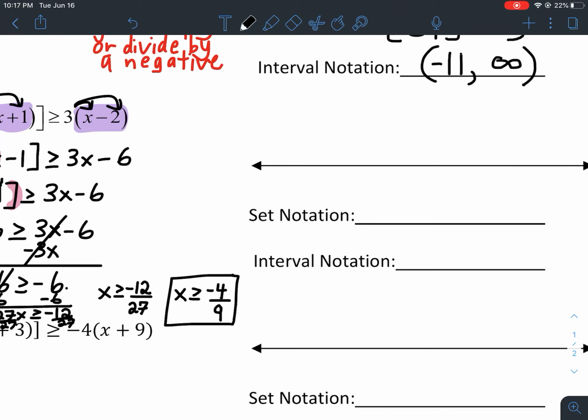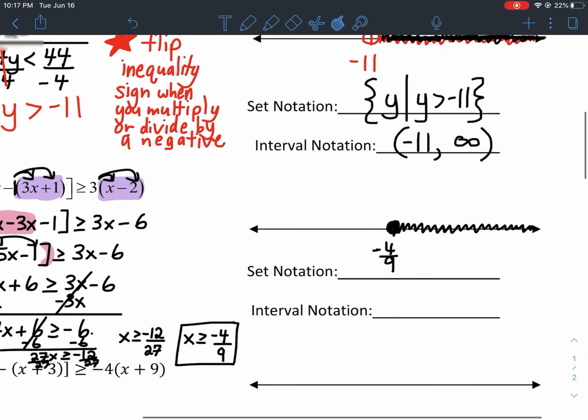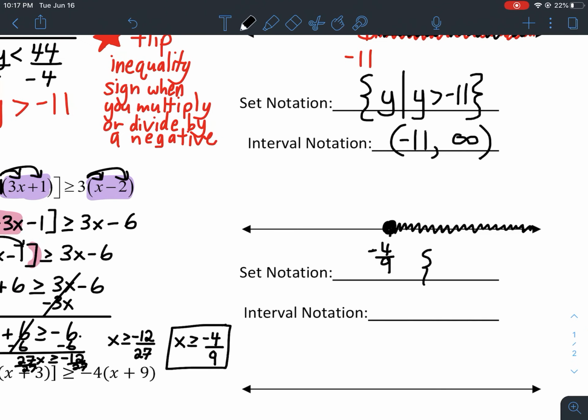Okay, so now plotting this on the graph or the number line. So negative 4 over 9. I have a closed circle this time since it's greater than or equal to. Greater than means you shade to the right. Okay, so set notation. Remember, set notation is you just use these squiggly braces or set brackets. And what you're going to do is name what variable you used. We used x, such that, and you put your answer.